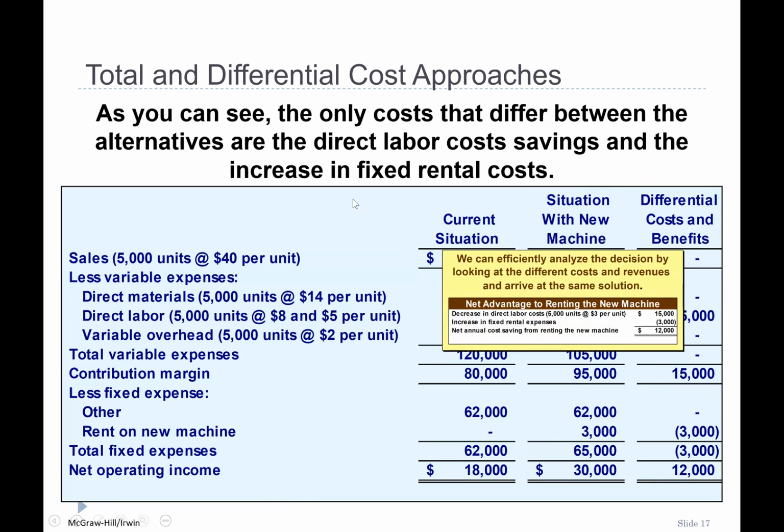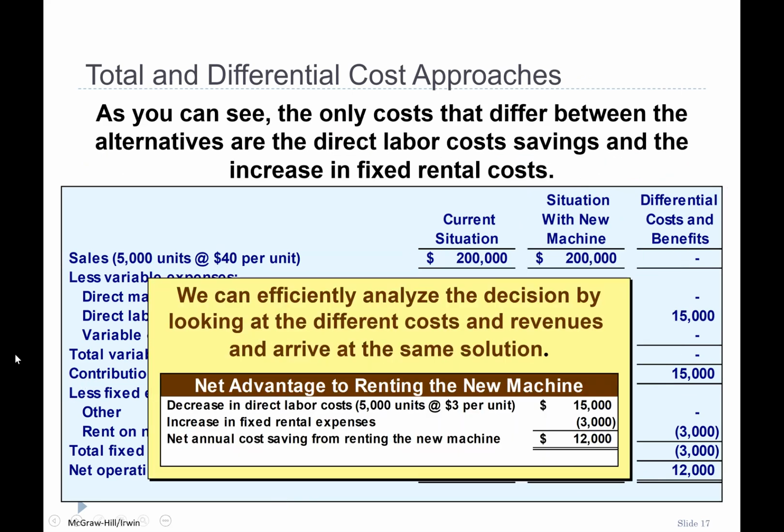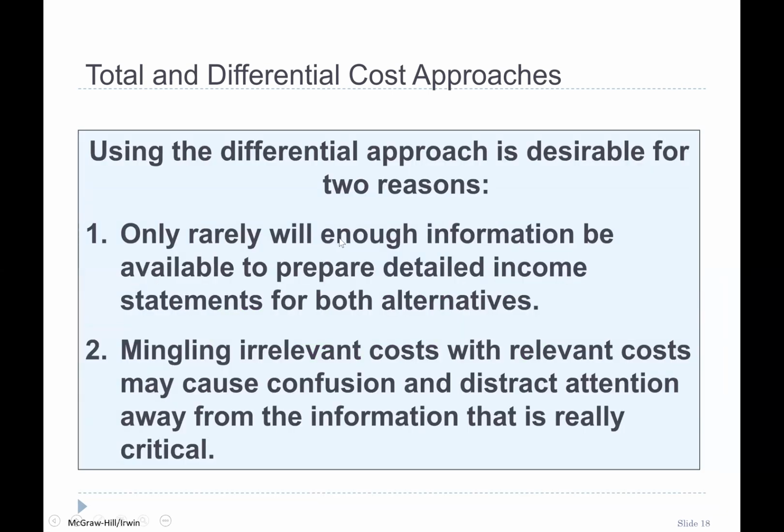Okay, let's move further. So here, we can efficiently analyze the decision by looking at the differential cost and revenues and arrive at the same solution. Like I told you, just find out the relevant information. The relevant information is the decrease in labor and the increase in rent cost. This is the benefit that we are having on renting the new machine. That's it. Rather than having this big analysis, you can also write down the analysis in just 3 lines. That's enough. Any question?